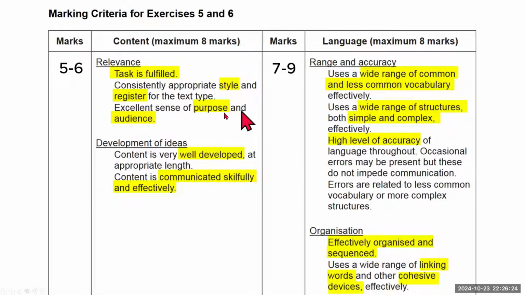Let's have a look at the mark scheme. So this is the marking criteria. For content, you must make sure that your task is fulfilled, that you're using the appropriate style and register. Here it is informal. You must have an excellent sense of purpose and audience. So make sure that your content is well developed. Don't just mention it and not develop it. Content is communicated skillfully and effectively.